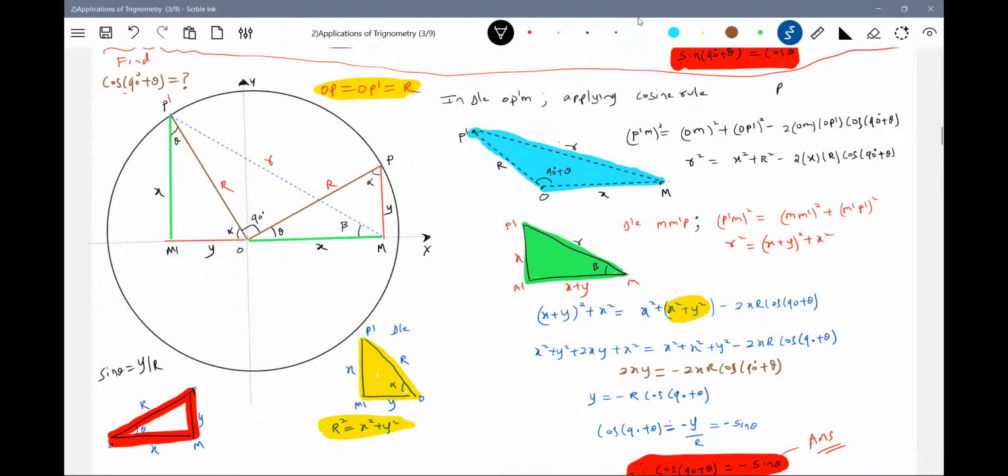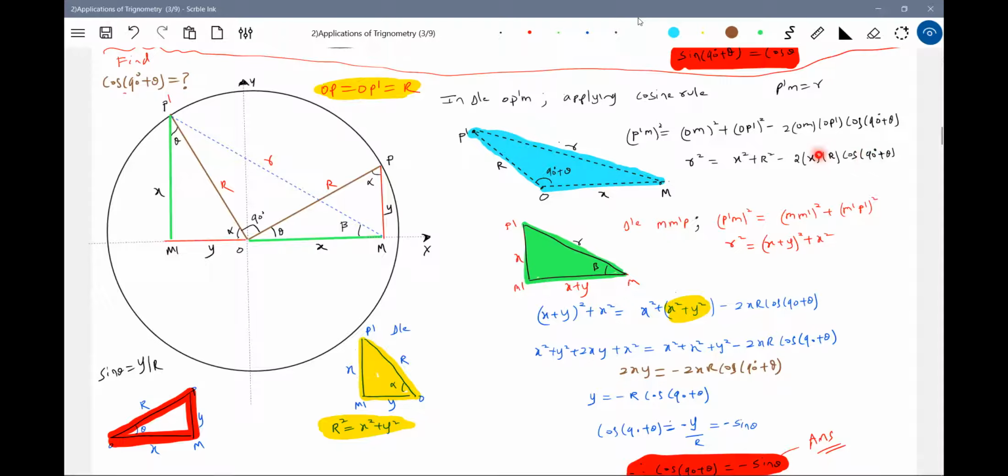I don't have a place. Let me dump it here. Let me substitute here. So OM we defined equal to x, and OP dash is equal to capital R, cos of 90 plus theta. Okay, somehow we have brought one equation. Let's keep this as it is.